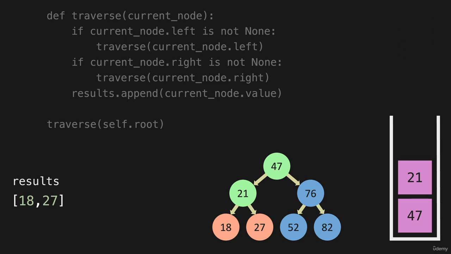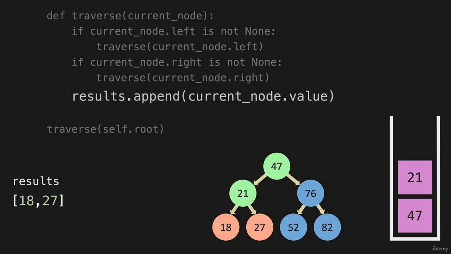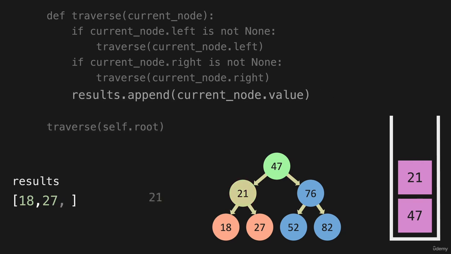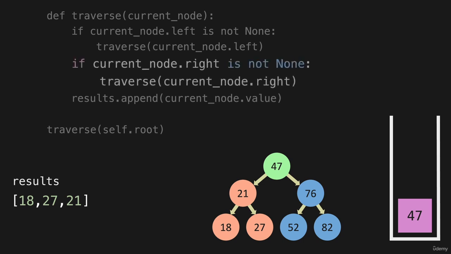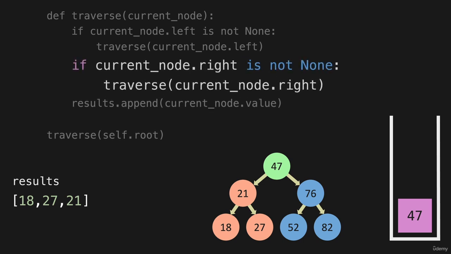So now the 21 is at the top of the call stack again. It's already gone left, it has already gone right. The only thing left for the 21 to do is to append its value to the results list. So we'll do that, and then we'll pop 21 from the call stack. So now the 47 is at the top of the call stack again. It has already gone left, now it can go right.